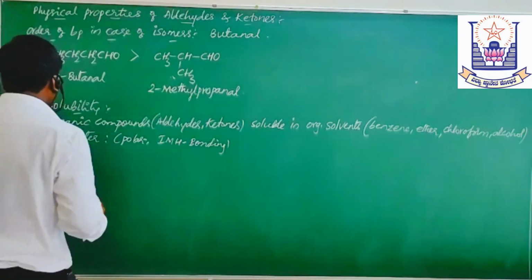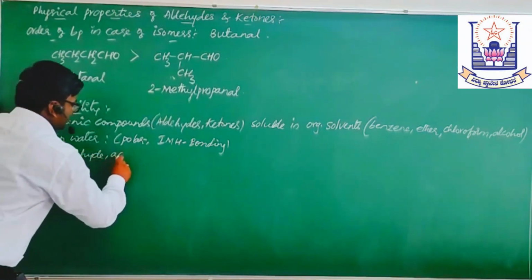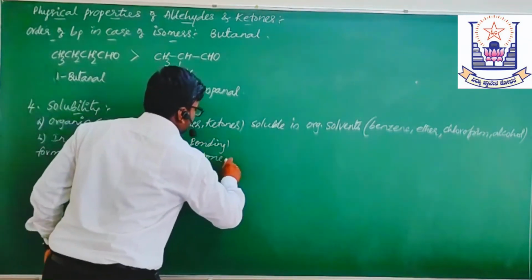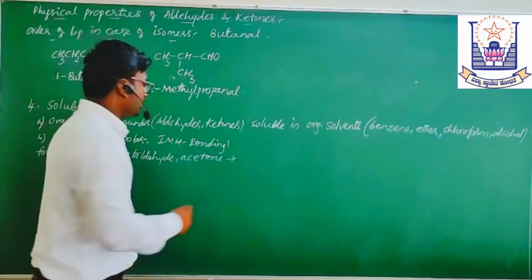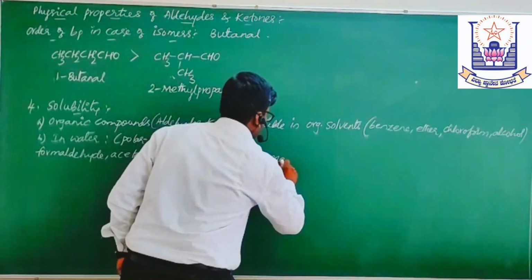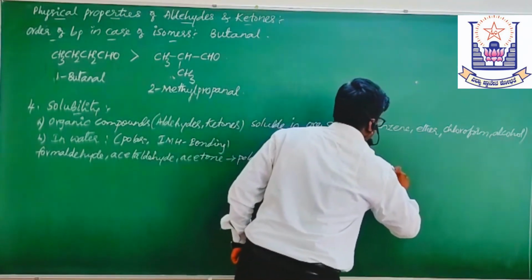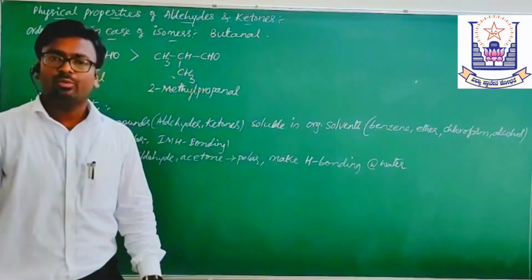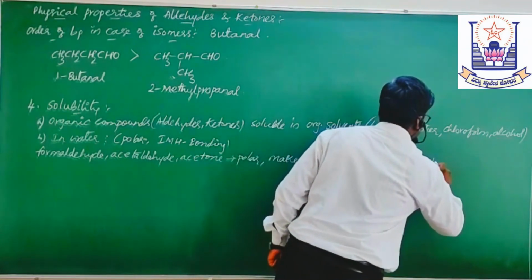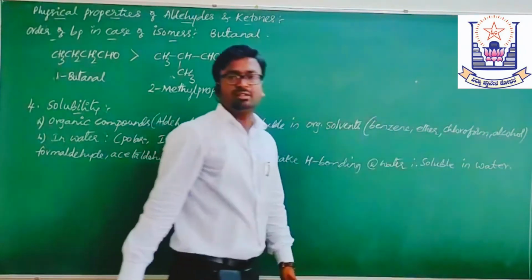For example, formaldehyde, acetaldehyde, and acetone are polar and make hydrogen bonding with the water. Therefore, these are soluble in water.